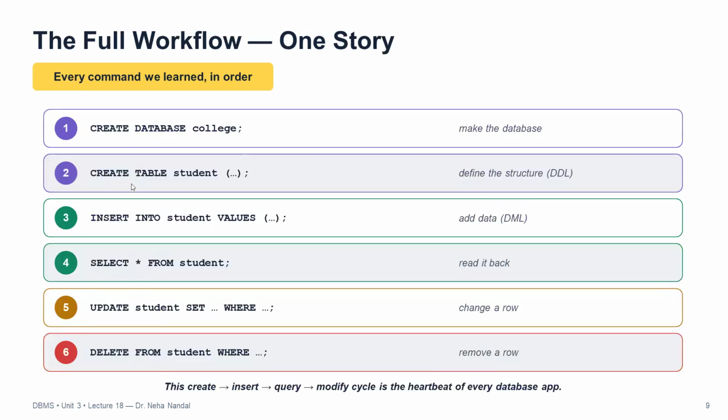Create database college. That is the database name. It makes a database. Create table student. It will define the structure, DDL. Insert into. It will add the data, DML. Select star from student. Read the data from the complete table. Update student, set, where. It will change the row. And delete, remove the row. That is the thing.